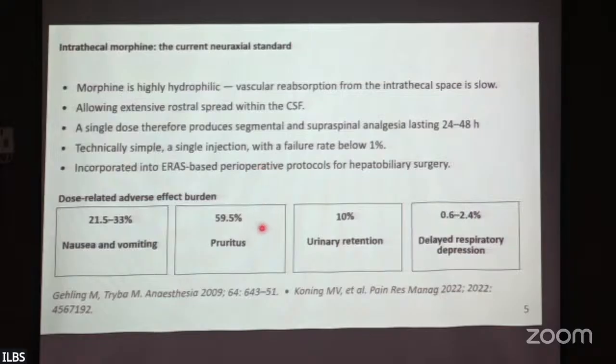The dose-related adverse effects, however, are significant, including nausea and vomiting in the postoperative period, pruritus in about 60%, urinary retention, and a risk of delayed respiratory depression in about 2% of the donors.